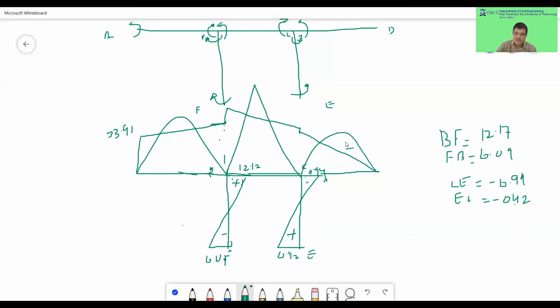So this is plus, this is minus, plus, minus, plus. So this is the final bending moment diagram. You can draw the diagram like this way. So this is one example. We'll go for another example of this non-sway frame quickly, before completion of this class.